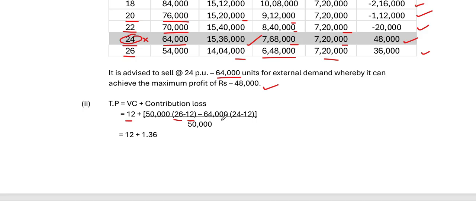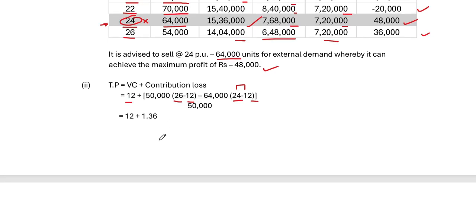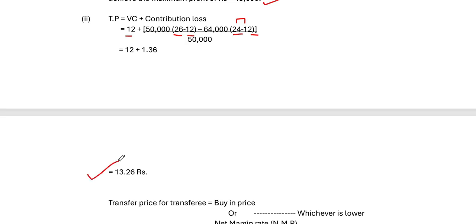contribution at 64,000 units, selling price is 24 rupees. So 24 rupees selling price and variable cost is 12 rupees. So our overall opportunity loss is 12 rupees in the second scenario. So 12 into 64,000. After calculation, opportunity cost per unit is 1.36 per unit. Now we will add, then we will find the total transfer price is 13.36 per unit.